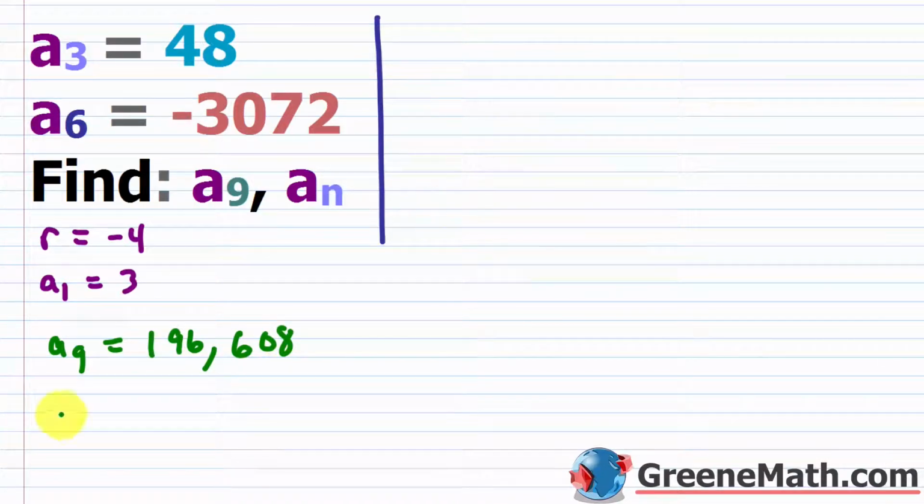Okay, so a sub n is really easy to do. Let me just write this down here. So a sub n equals what? Again, it's a sub 1, which in this case is 3, times your r, which in this case is negative 4, raised to the power of n minus 1.